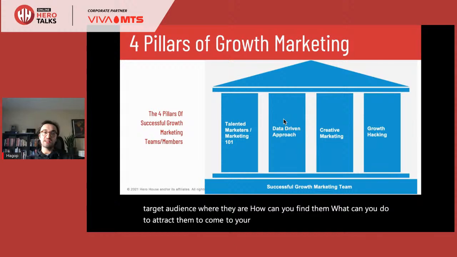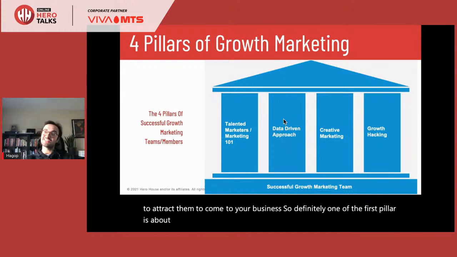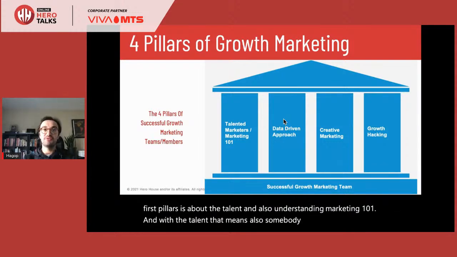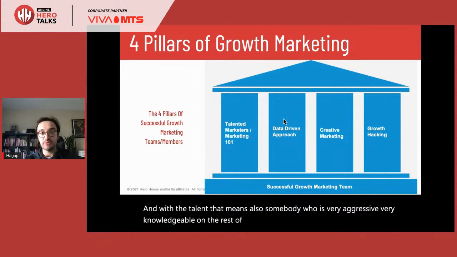So definitely one of the first pillars is about the talent and also understanding marketing 101. And with the talent, that means also somebody who is very aggressive, very knowledgeable on the rest of the parts, like the user acquisition, app store optimization, data, which is the second part.